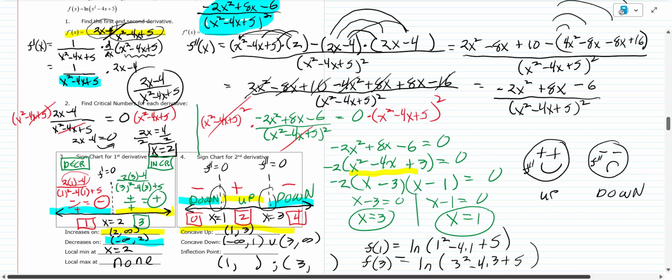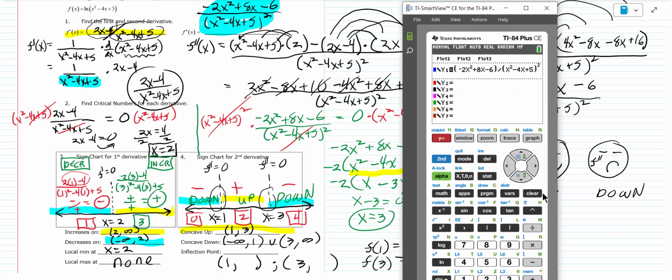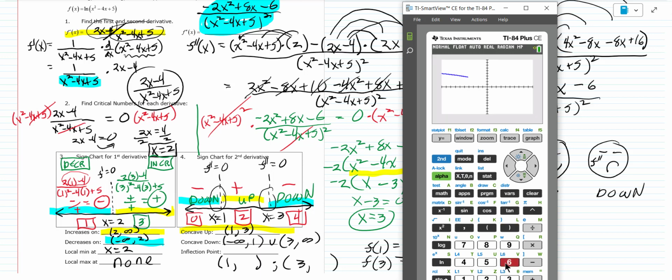Let's do something else on our calculator. This time, graph the original function, and that way we're going to check our answer to the whole problem anyway. When you're doing your homework, you want to know you're right, and on a test, you want to know that you're right. So go ahead and graph the original function, which is ln of x squared minus 4x plus 5. Just do a standard window, zoom 6, like that.